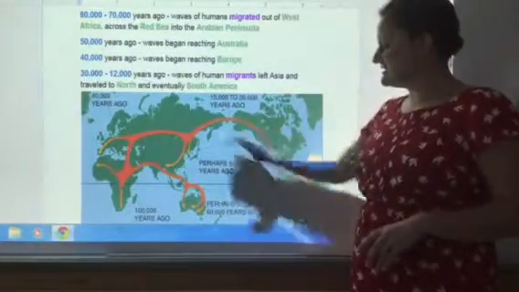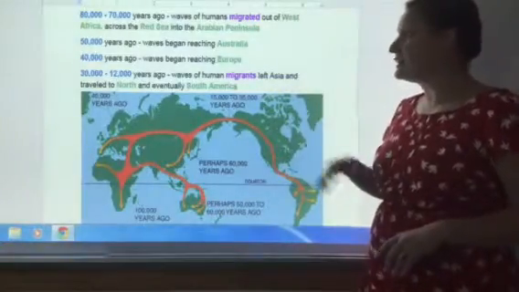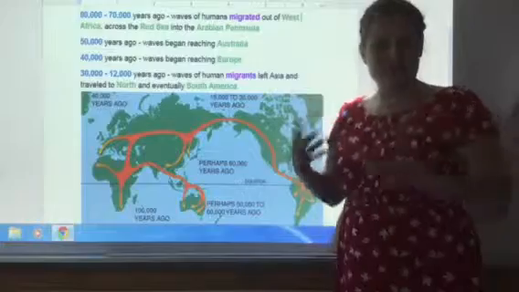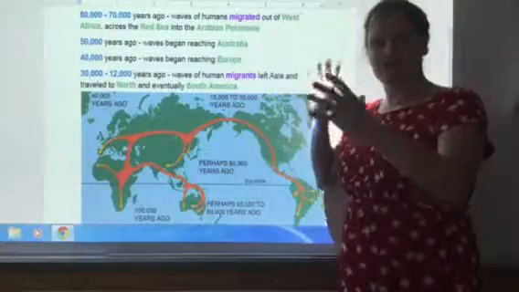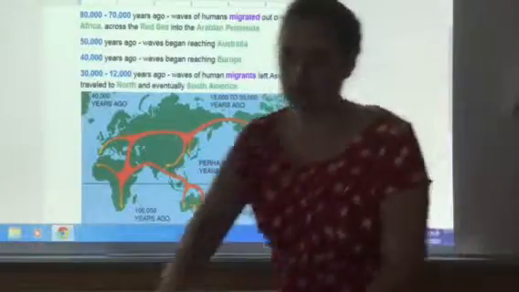Now they did this in several trips, as we talked about, and we'll get to that a little bit later. But these were migrants, people who are moving, and it took hundreds of thousands of years, but they did eventually spread all over the globe.